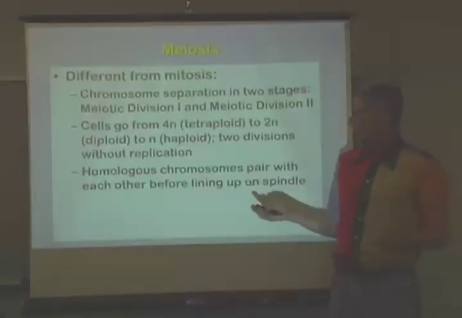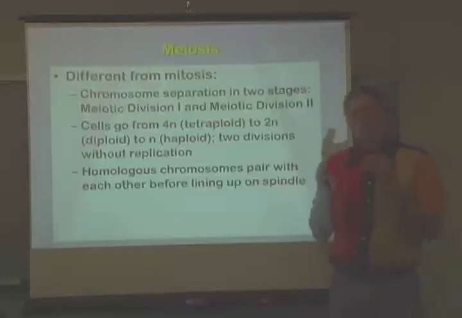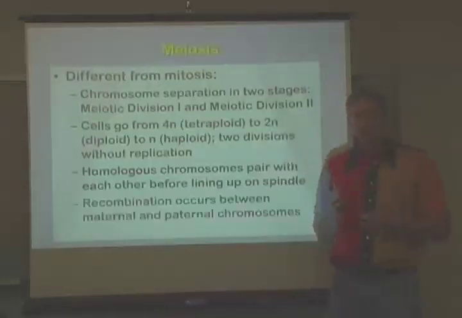Then what happens is you have homologous chromosomes pairing with each other, okay? And they can undergo recombination, and they can be sorted in different ways. So there's two ways of creating diversity. I'll talk about both of those. Recombination and sorting.